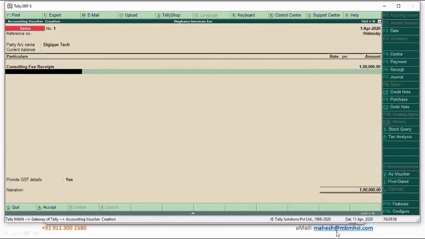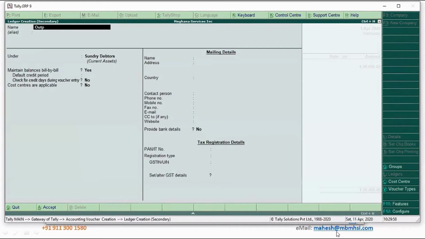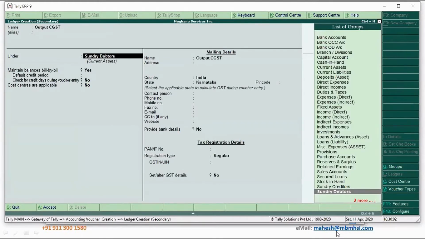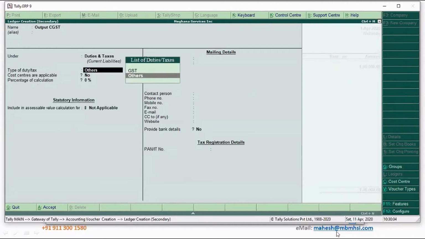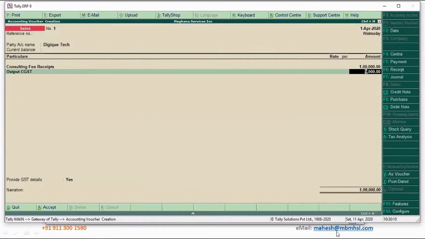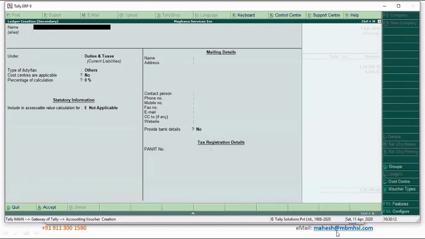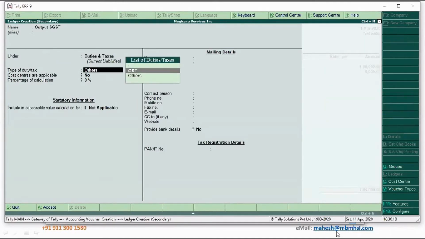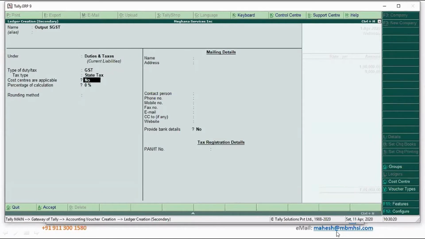Okay, on this I have output CGST, duties and taxes. I'm just creating a ledger. I'm not giving any percentage over here. It is taking 9,000 rupees. Again, output SGST, duties and taxes, GST for state tax.